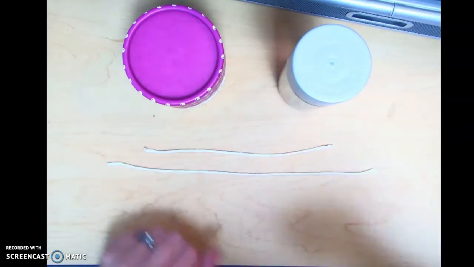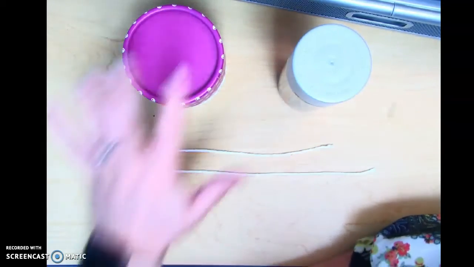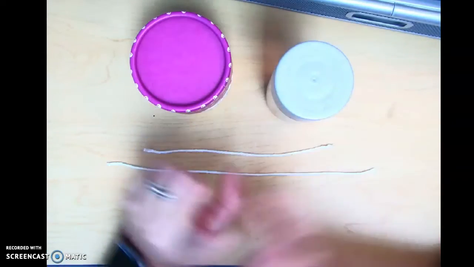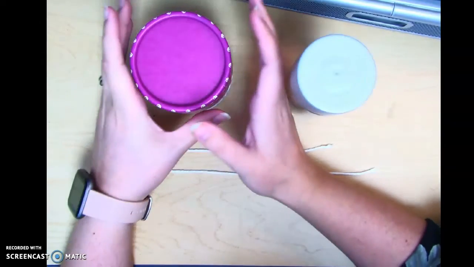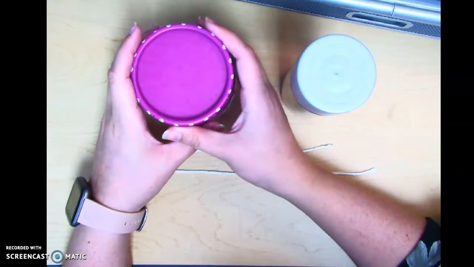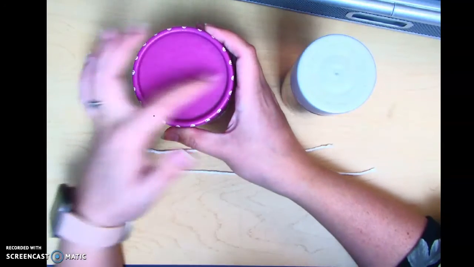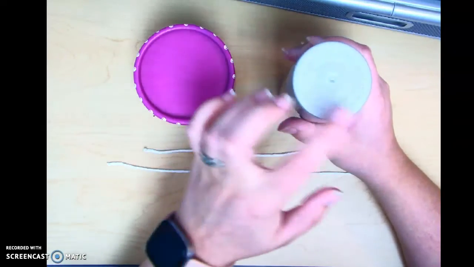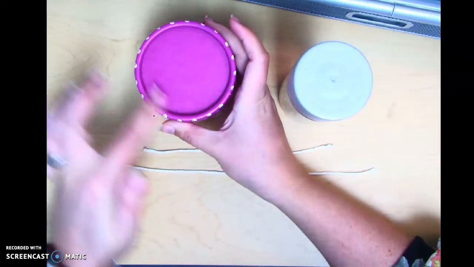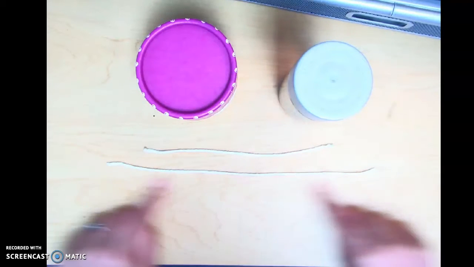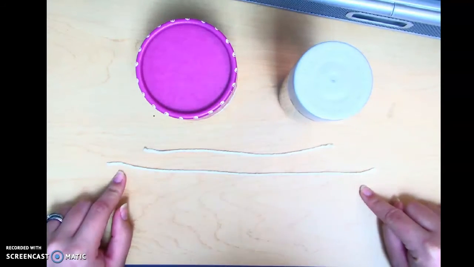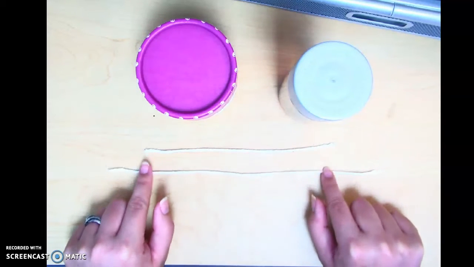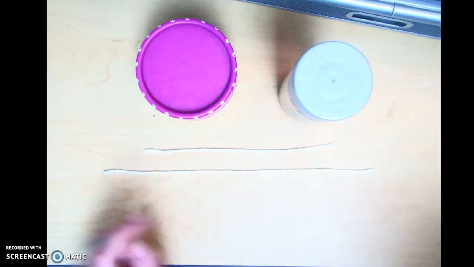Now, my job for you today is to find two round things in your house, like a cup or a can of soup or a can of soda, a bowl, something like that. Two things that you can measure how far around they are. And you need some string or some ribbon, something that you can use, and you don't have to cut it if you don't want to.